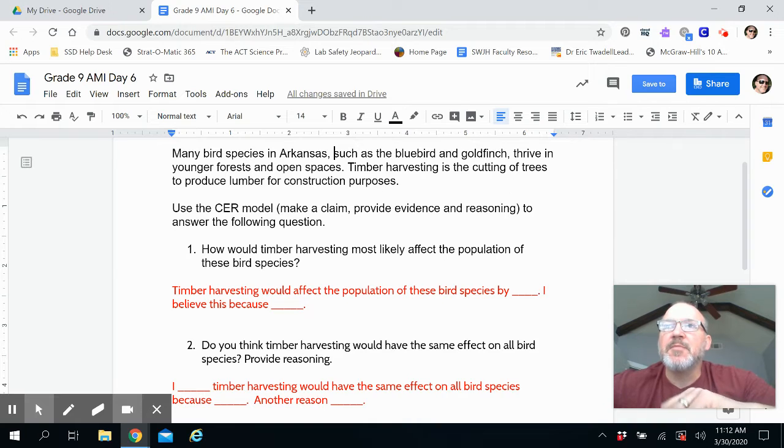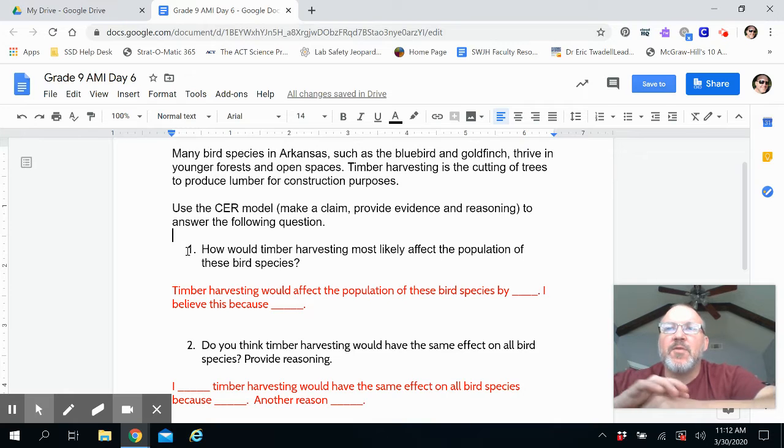One of the words in the prompt that jumps out to me that might need some clarification is the word thrive. The word thrive means that the birds do really well in that kind of environment. Okay. And so it says here that bluebirds and goldfinches thrive in younger forests and open spaces. And so they do really well in younger forests and open spaces. Okay. So let's take a look at the questions.